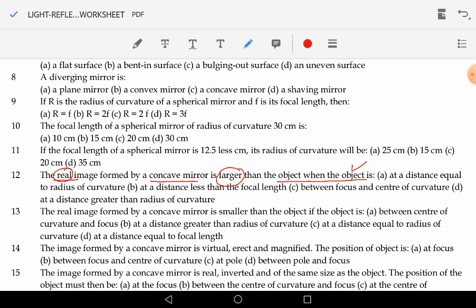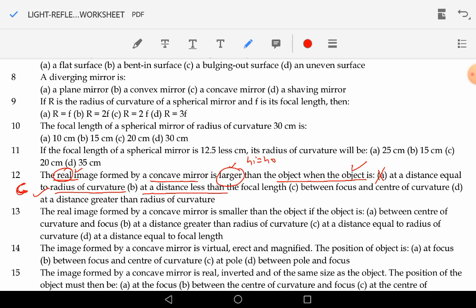Should it be at a distance equal to radius of curvature? Radius of curvature means they are talking that the object is at center. Now when the object is at center, the image is real, but it is not larger because the image is the same size as that of the object. So it means that our option A is wrong.